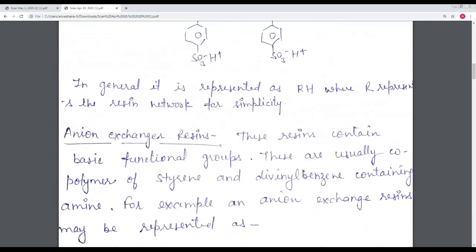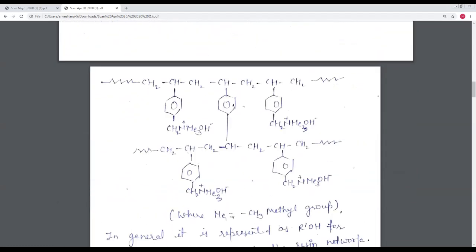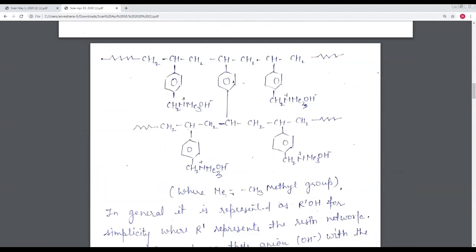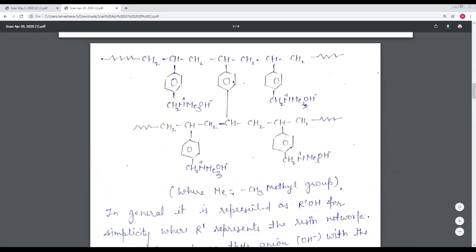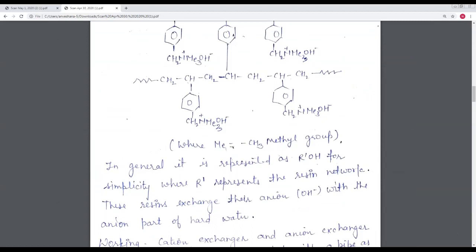In the anion exchange resin, the functional group is basic. So these are usually copolymers of styrene and divinyl benzene containing an amine group. For example, an anion exchange resin may be represented as the picture. This is the structure of the anion exchange resin. In this, Me means a methyl group. So we can represent the anion exchange resin as R-OH.